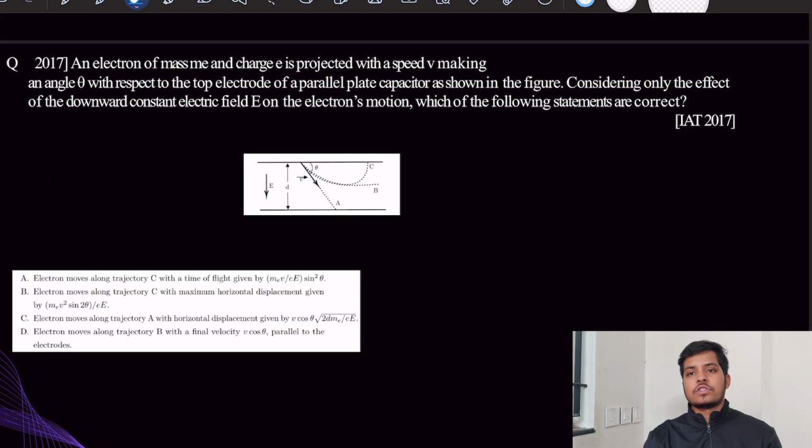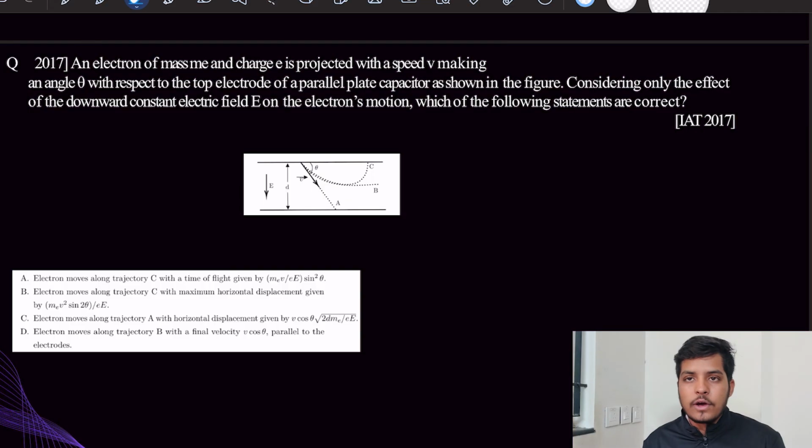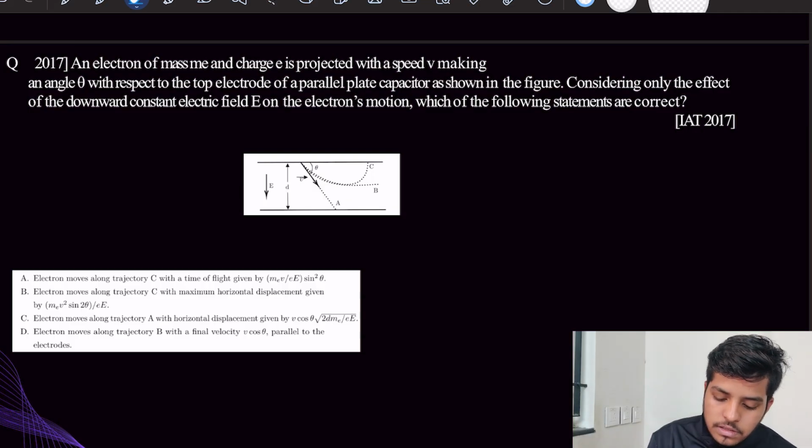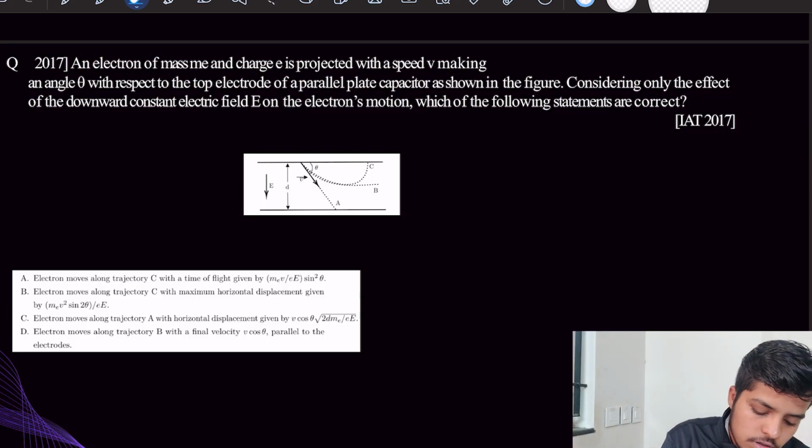So let's come to the first question. It is saying that an electron of mass me and charge E is projected with speed v making an angle theta with this, and we have to comment on the following options. So let's first of all eliminate the options. C option is saying that it will move along the trajectory A. No, of course it cannot move along trajectory A because the QE force will be opposite to this, so it cannot move in the A direction. So C option is wrong.